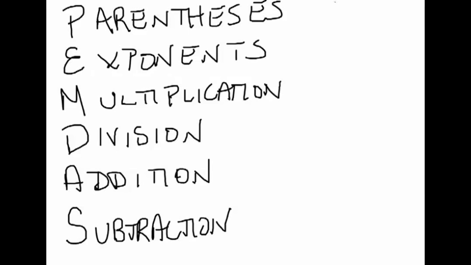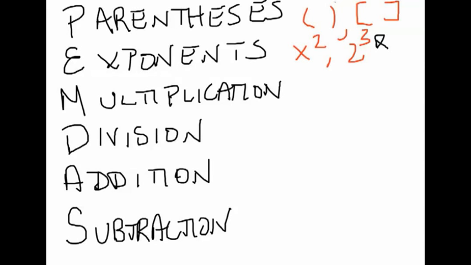So the first thing we're going to do is look at the parentheses. Parentheses can look like that, but they can also be brackets. And you always want to work from the inside out. What about exponents? Well, an exponent is like x squared or 2 cubed. The exponent is that little number right there. So after we take care of parentheses, the next thing we want to look at is exponents.